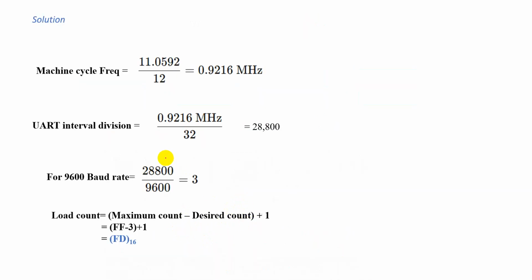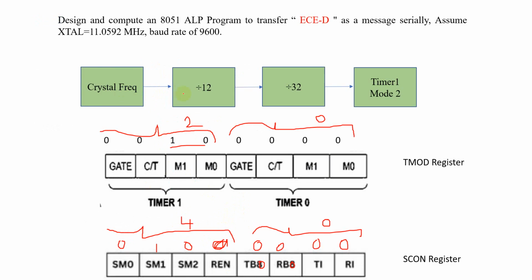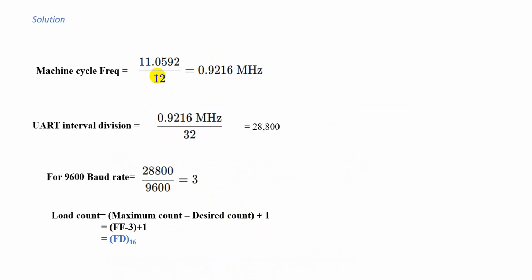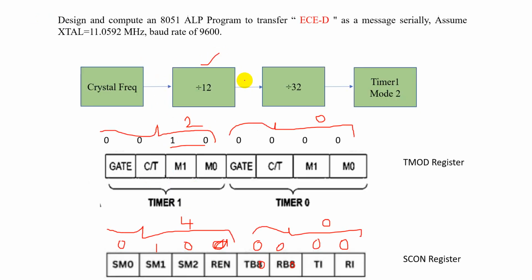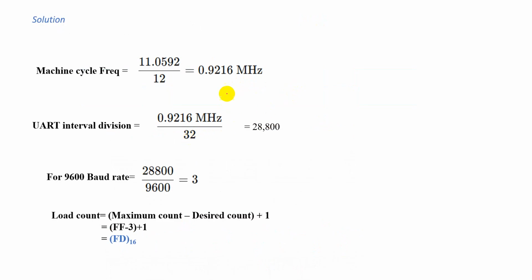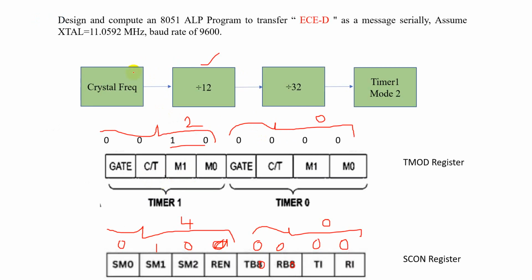Okay, fine. The first step is to convert to the machine cycle frequency, so we divide by 12. 11.0592 megahertz divided by 12 gives 0.9216 megahertz. Next is the UART interval division, so we divide by 32. When we divide by 32, it becomes 28,800. For a 9600 baud rate, we have to divide 28800 by 9600. In our given question the baud rate is 9600.